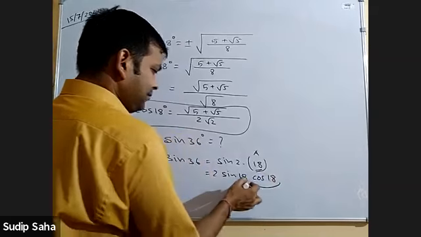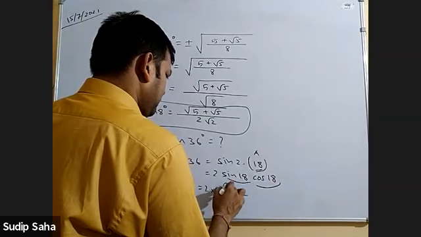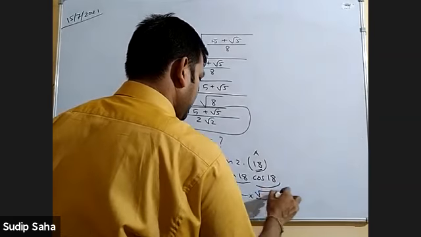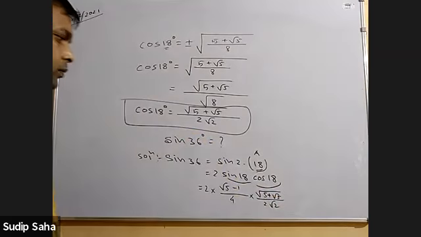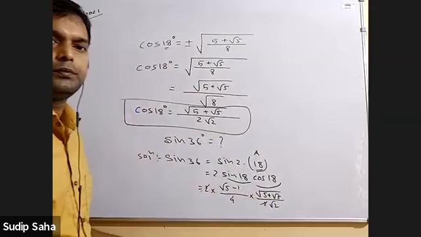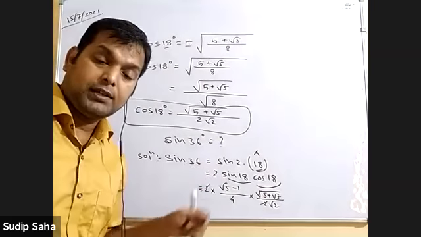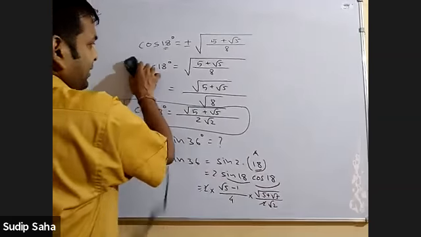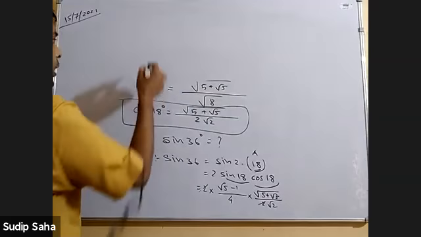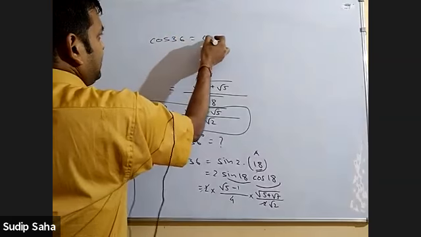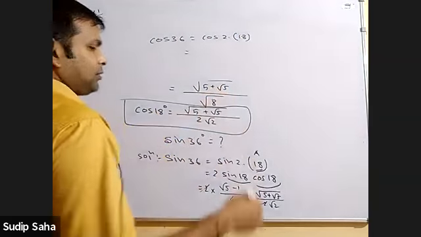Now you have both these values: sin 18 is (root 5 minus 1) by 4, cos 18 is root over (5 plus root 5) by 2 root 2. Understood? Yes, sir. So in this way you can find sin 36 and cos 36 also. Once 18 is known, multiples of 18 you can easily find by using the multiple angle formula. If asked cos 36, write cos 2 into 18, and put it in the main formula in terms of sine or cos.